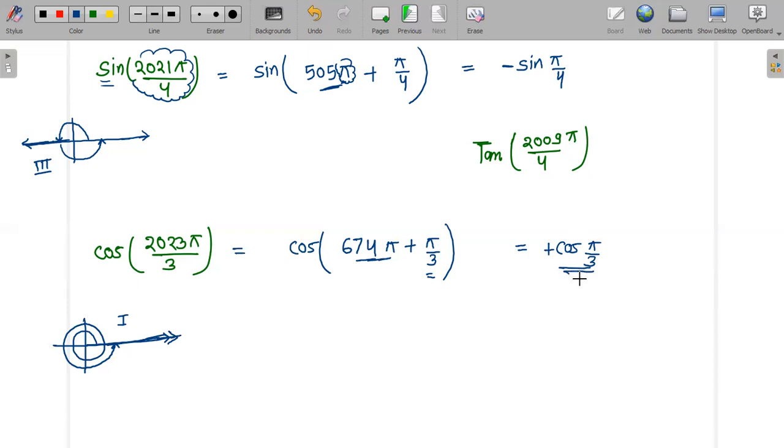So I hope this lesson was very fruitful to you. Do try it out. How would you reduce tan 2009 pi by 4 with the same logic? Thank you very much.